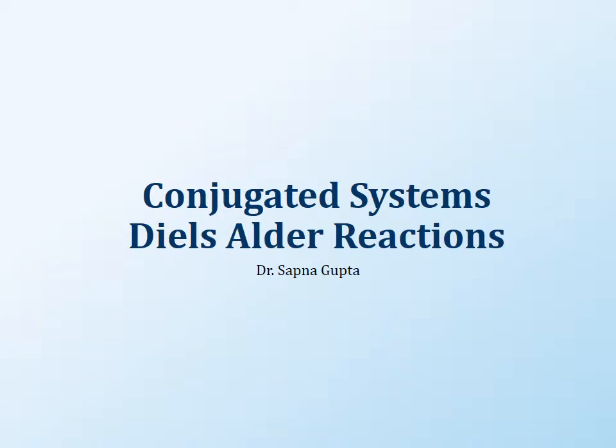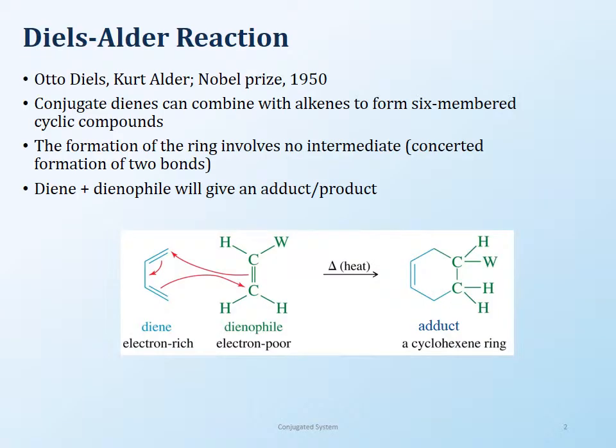The last part in conjugated systems is Diels-Alder reactions, a very specific class of name reactions, just like we did Grignards. Diels and Alder were actually two chemists who got the Nobel Prize in 1950 for this reaction. It's a very neat, simple, easy to do reaction, and gives great product.